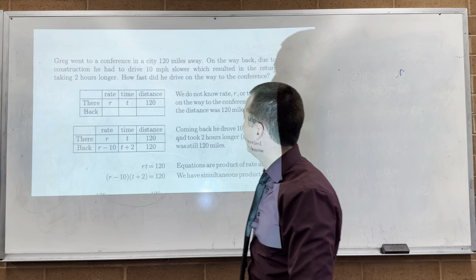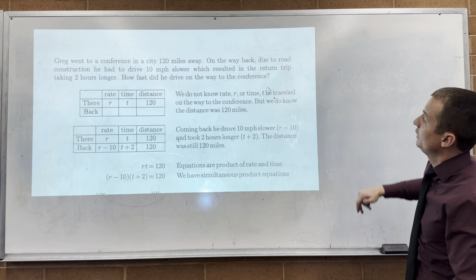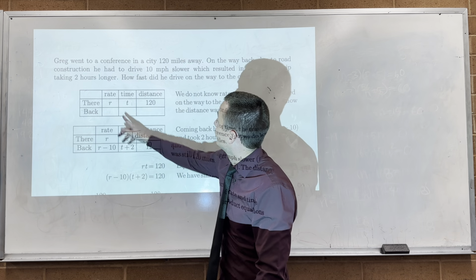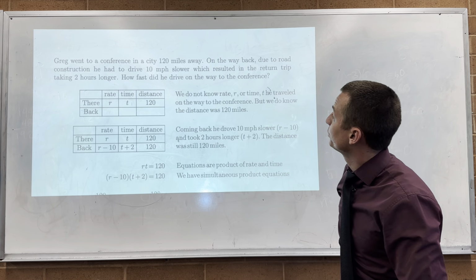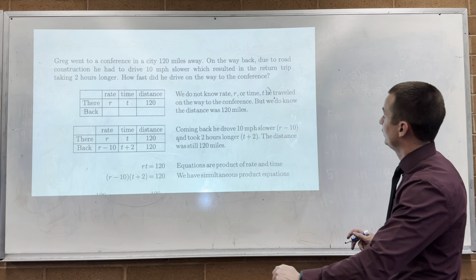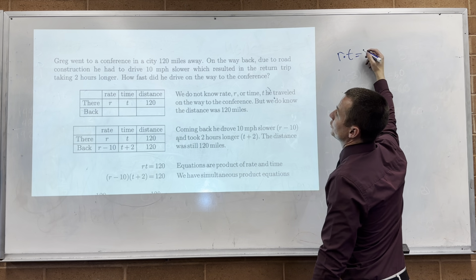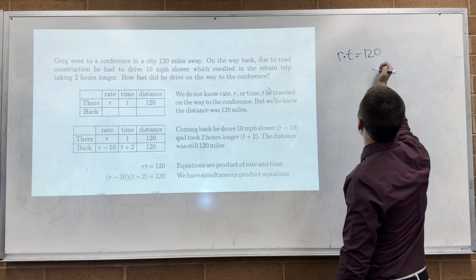Okay, so for this one, Greg went to a conference in a city 120 miles away. On the way back, due to road construction, he had to drive 10 miles per hour slower, which resulted in the return trip taking 2 hours longer. So let's see, his initial rate times his time was equal to 120 miles. Rate times time equals distance.